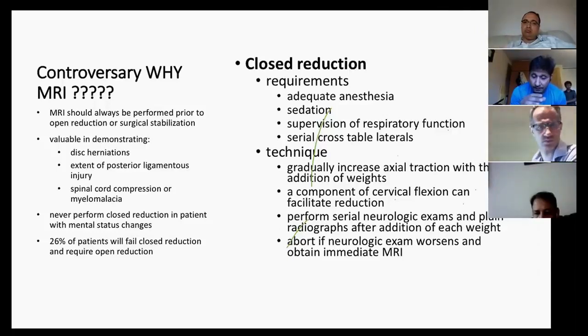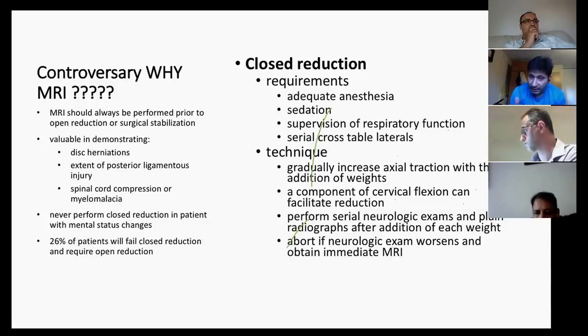You have to say, if it is unilateral and if there is no neurological deficit, I will do it in a controlled environment in theatre, with sequential adding of weight, and subsequently keep on checking the neurology of the patient.